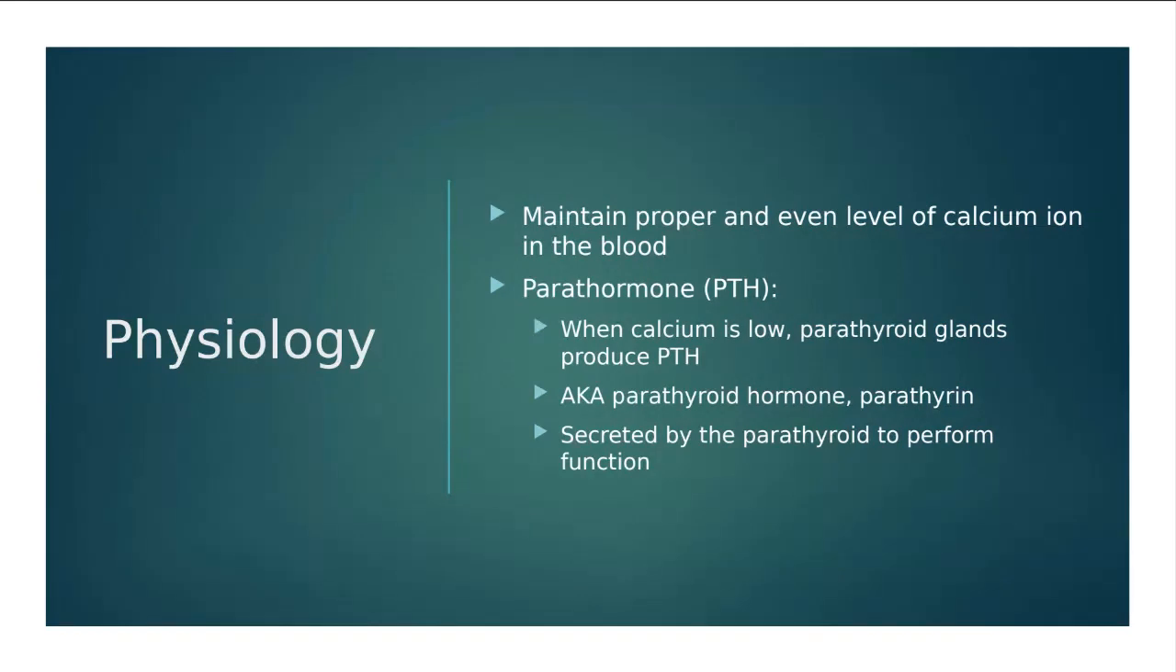We also have parathormone, which is just a weird word. But basically when our calcium levels are low, the parathyroid glands are going to be triggered to produce this PTH, also known as parathyroid hormone or parathyrin. It's going to be secreted by those parathyroid glands to help us perform that calcium metabolism.